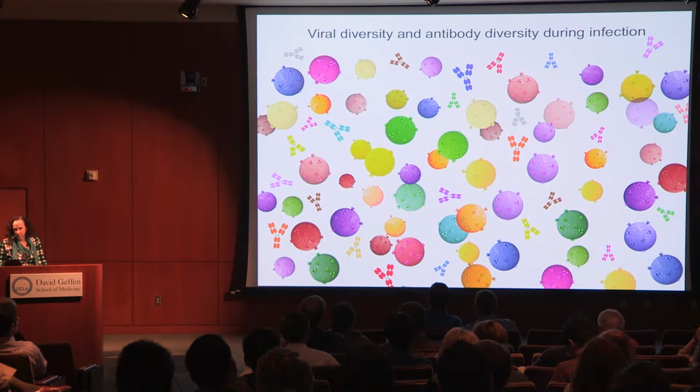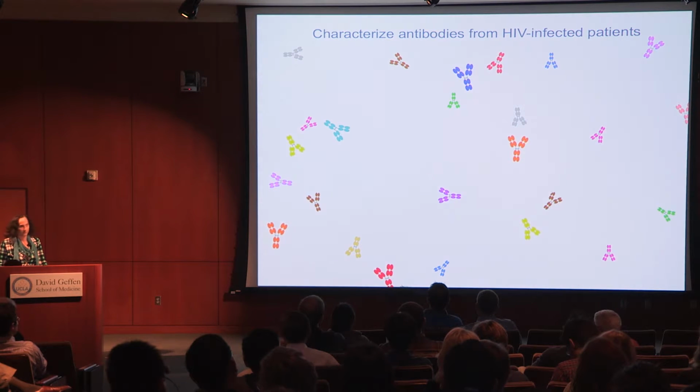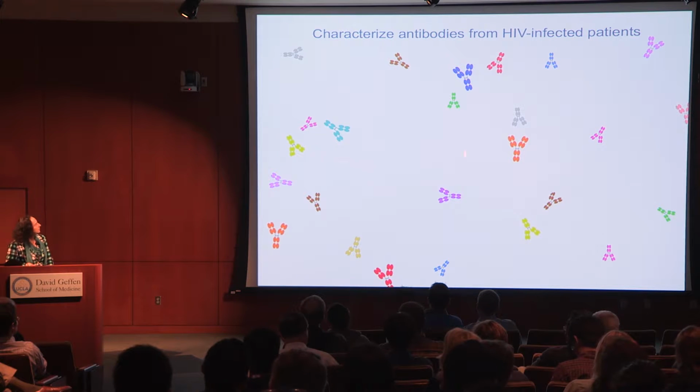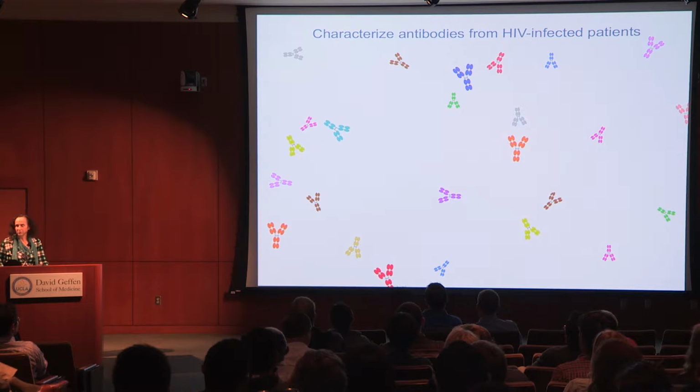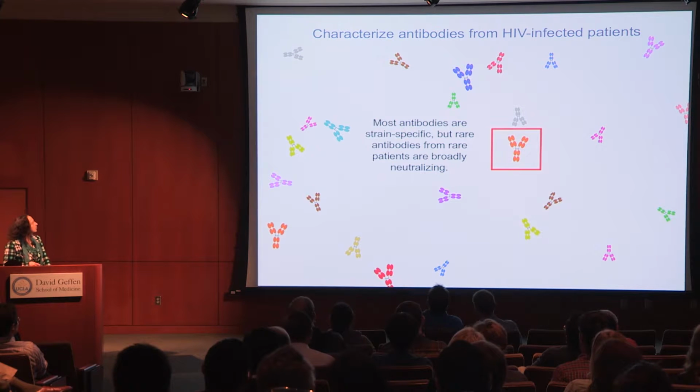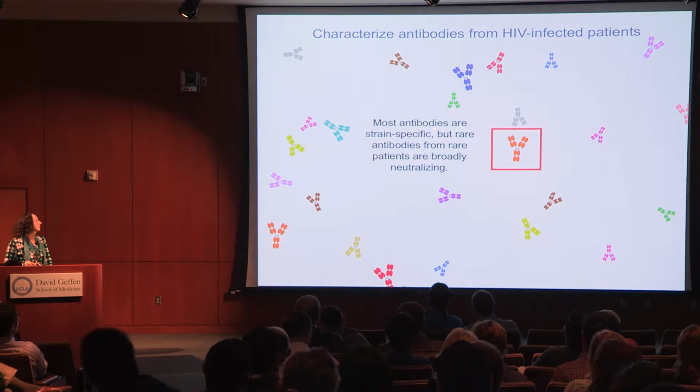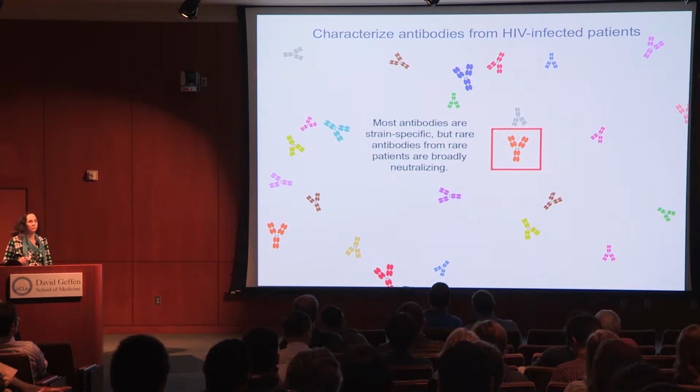In the past 10 or more years, a number of laboratories have started to characterize antibodies that they get from the blood of HIV-infected donors. I've taken away the viruses now, so now you look at these antibodies. This is done through single-cell cloning and then sequencing of the genes. If you make the encoded antibodies, you can test them in vitro and ask how broadly neutralizing they are. Unfortunately, most of the antibodies that people get from patients are strain-specific. But there are rare antibodies from rare patients, and these are broadly neutralizing.